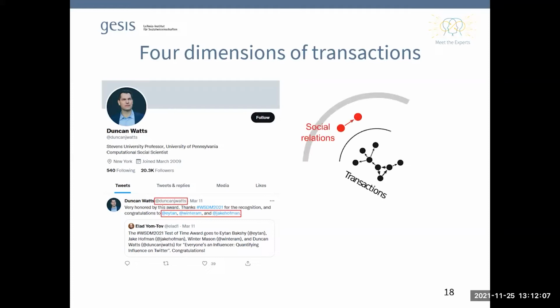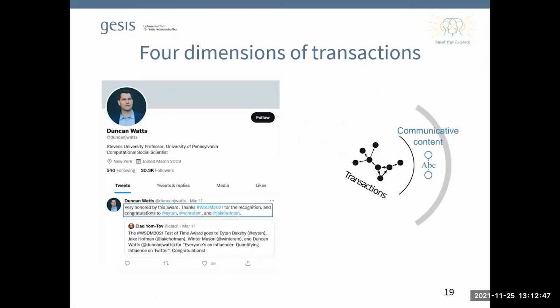The first dimension that a tweet, or a transaction in general, can have is the social, the aspect of a social relation. In this case, we see that, of course, Duncan Watts is the sender of this piece of communication, but there are three people mentioned in the tweet. So you could construct a network of @mentions, who mentions whom, if you had many tweets. But we also know that he has many followers, and he also follows some people. So you could also create a much bigger and much denser follower network.